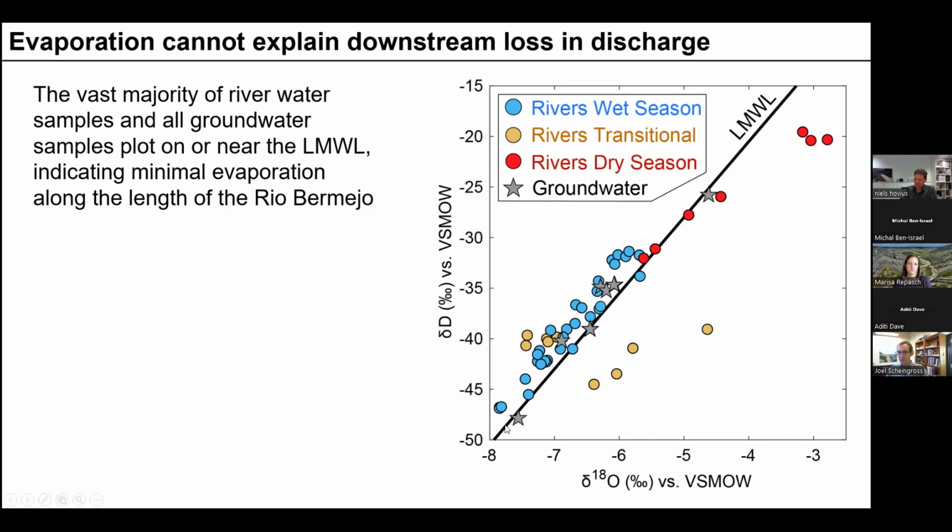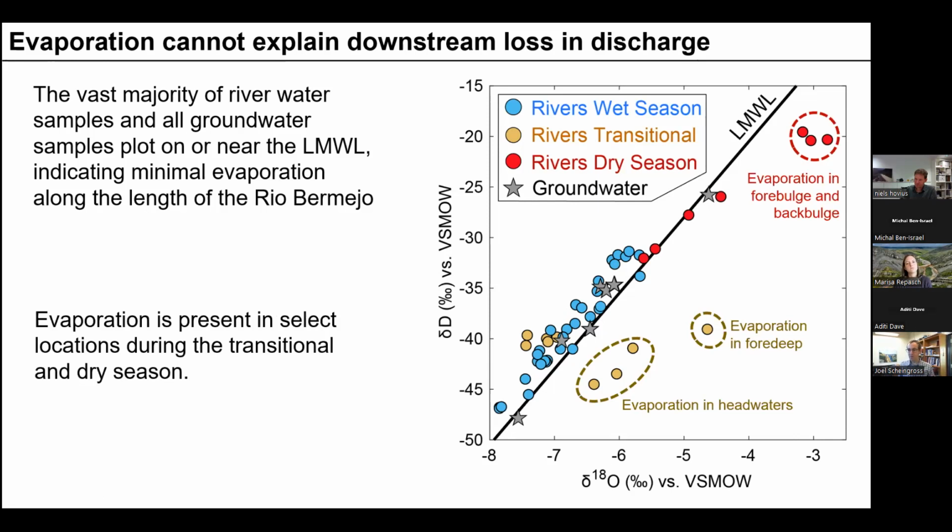And what you can see is the vast majority of the data here is plotting along or near the local meteoric water line. So this really suggests that there's minimal evaporation along the length of the Rio Bermejo. And we also see that the groundwater is plotting along the local meteoric water line. So groundwater input isn't causing any change in these water isotopes.